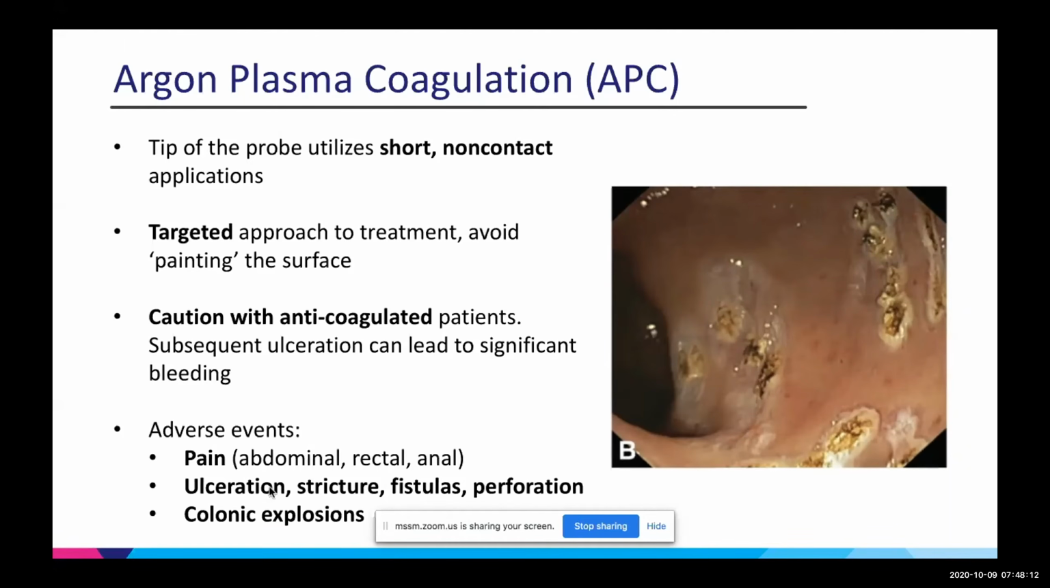The most common APC-related adverse event is pain, which can be related to either ulcerations caused by the treatment or excessive bowel distension from the instillation of argon gas. Other adverse events include strictures, fistulas, and perforation. Colonic explosions have been reported in 2 poorly prepped patients who had only received an enema prep before APC, and as such, adequate bowel preparation is needed before initiating treatment.